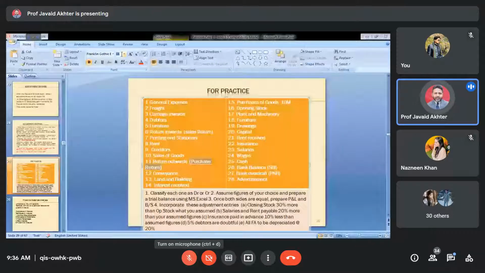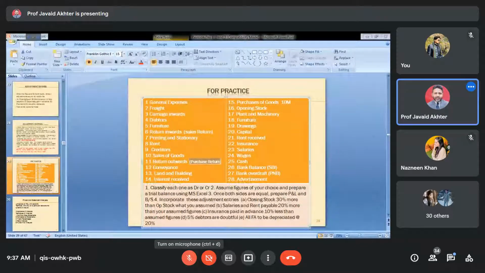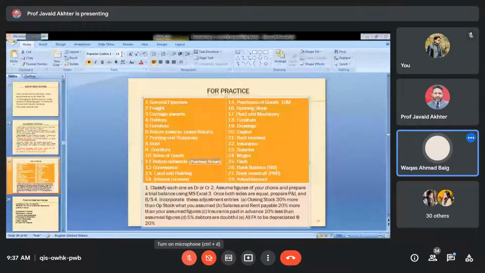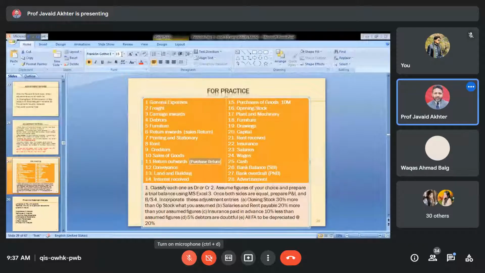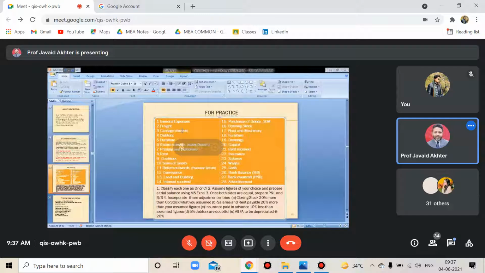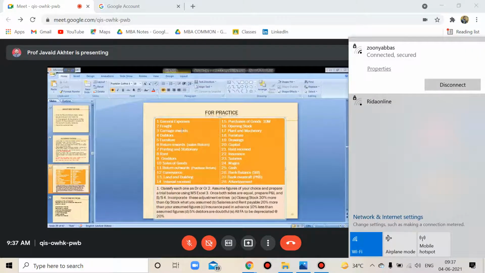Any other clarification you need to have? Carriage inward. Carriage is just like simple expenses. There are two words, carriage inward and carriage outward. Inward is what you spend when you buy goods. Outward is what you incur on selling goods. But these are all expenses.